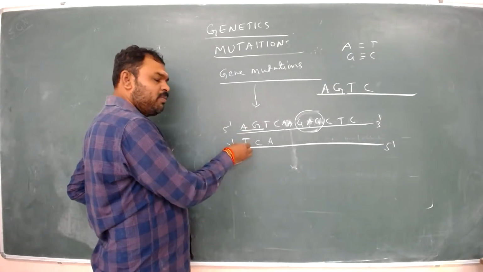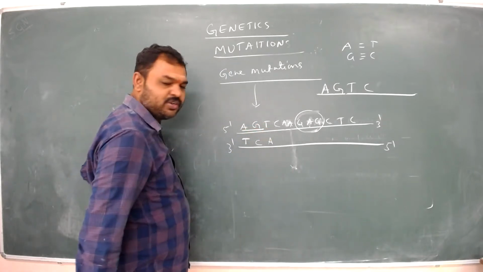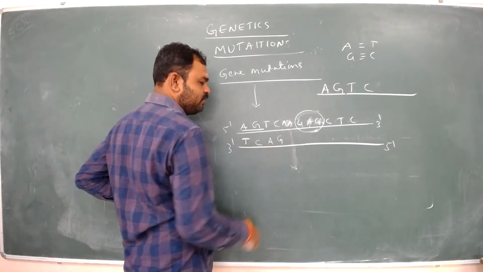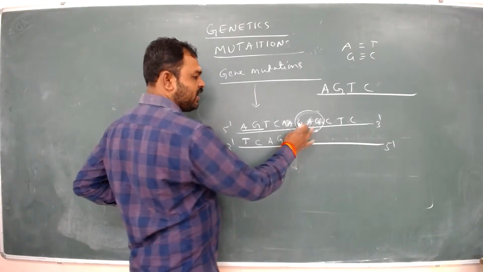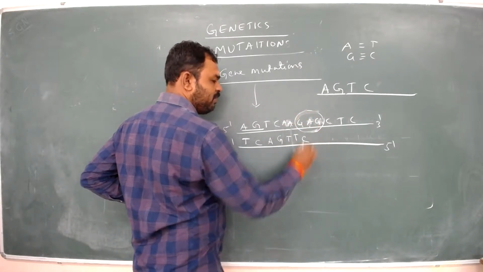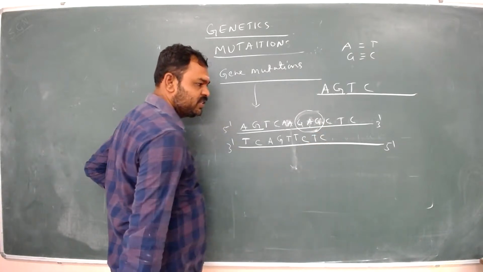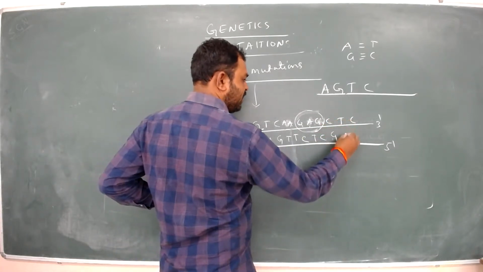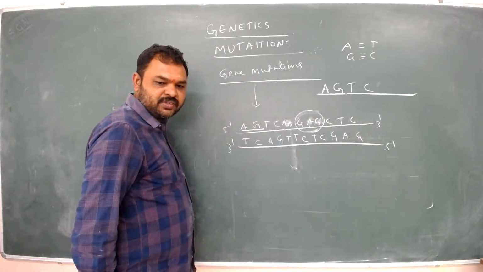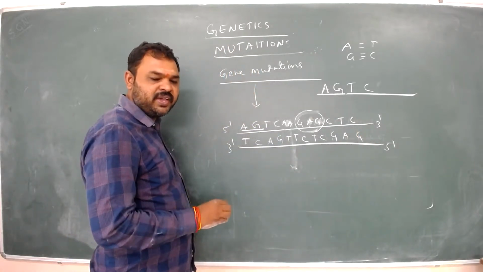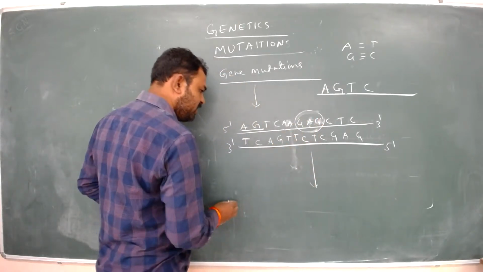A is complementary to T, G is complementary to C, T is complementary to A, C is complementary to G, A is complementary to T. Again GAG is there: G is complementary to C, A is complementary to T, G is complementary to C. C means G, T means A, here G, like this. Suppose there is a change. What is the change here? Instead of here G, everything is the same.